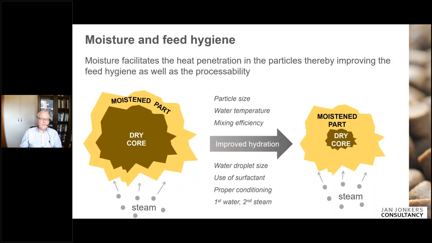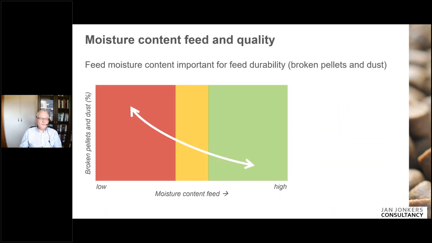So then also the moisture content of the final feed has a direct link with the feed quality. So the feed moisture content is important for the durability. So most of you will recognize that if you have a feed with a very low moisture content, it gets very brittle, it's easier to break. So then you get a low durability. And the other way around, if you have a much higher moisture content, it's more flexible, the pellet. So then it has a higher durability.